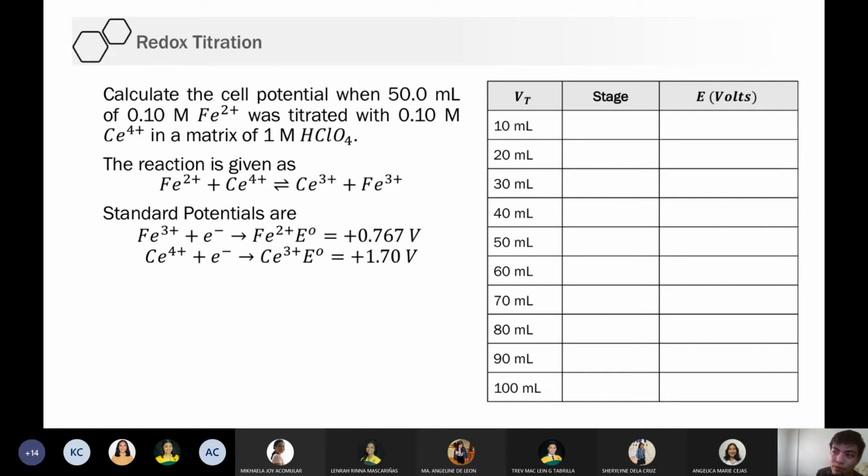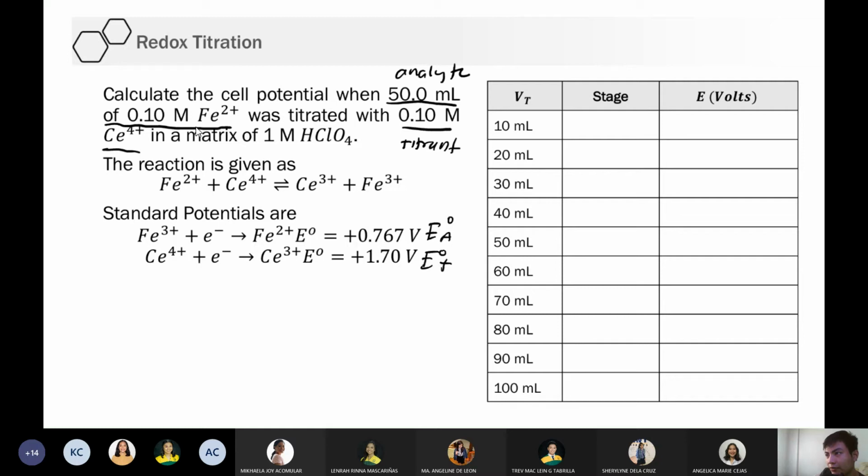Okay? So, alamin mo sino analyte, sino titrant. Rule of thumb is kung sino yung unang sinabi, siya yung analyte. And kung sino yung last na sinabi, siya yung titrant. Okay? So, ibig sabihin, this is your E analyte and this is your E titrant. Okay? So, ganun lang.